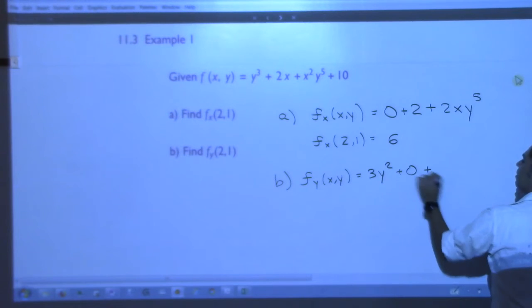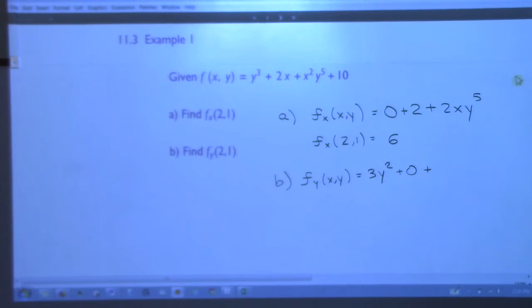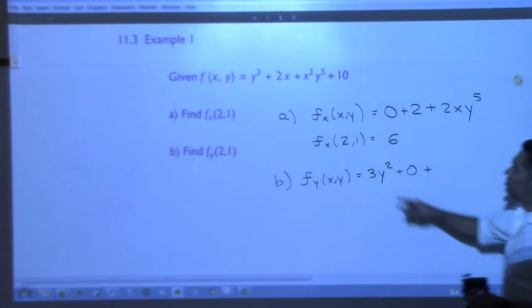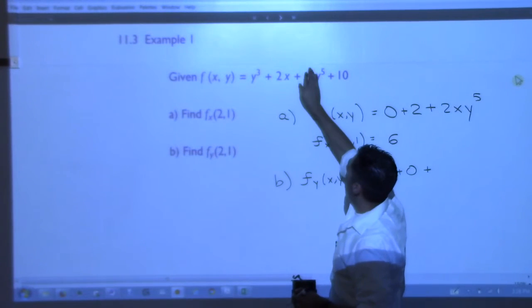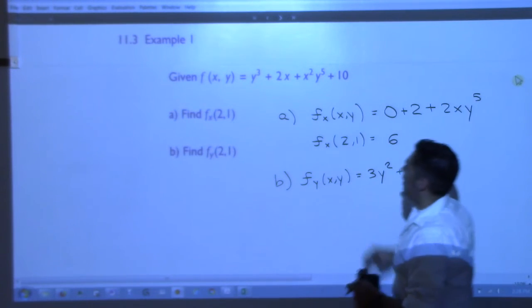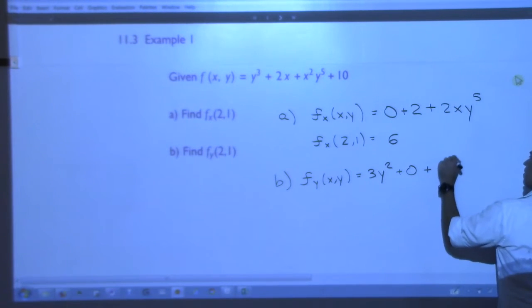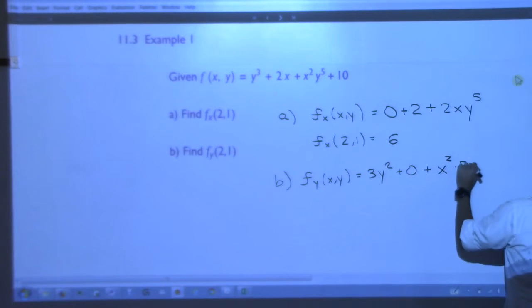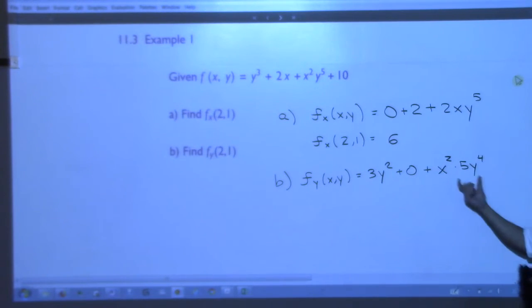And then plus 5y to the 4th, x squared. So again, x is a constant, x squared is a constant. Ignore it. Derivative of y to the 5th is 5y to the 4th. But then hit it with the x squared. I'm going to actually write it like this. Doesn't matter. This is multiplication. Doesn't matter what order this goes in. And then anything else? That's it, right? Derivative of 10 is still 0.